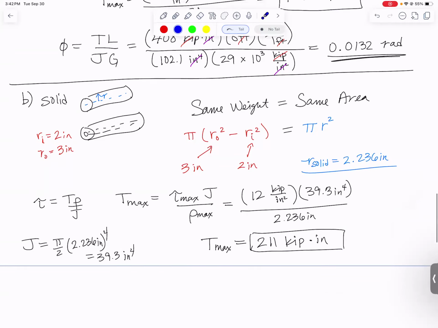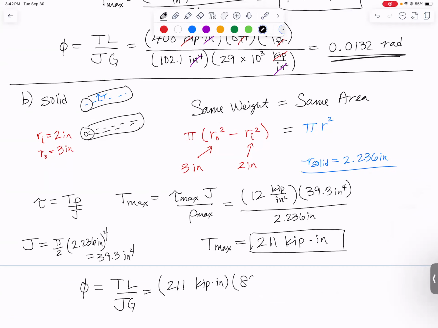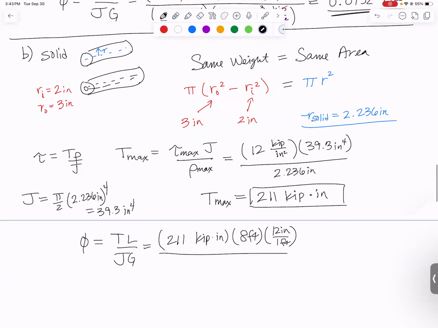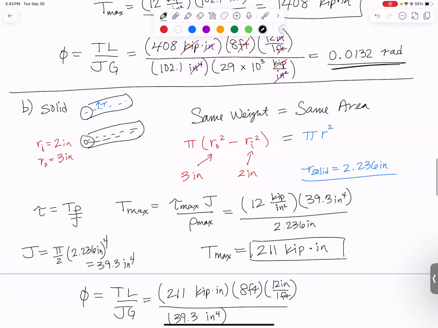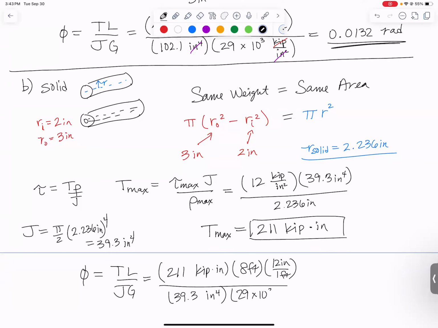Let's also look what happens to phi. Our angle of twist is TL over JG. Our new torque is 211 kip inches. Our length is still 8 feet, which we still need to convert into inches. J is smaller now, 39.3 inches to the 4th, but G is the same. That's our 29 times 10 to the 3rd kips per square inch. Those units will cancel out just like they did before. We end up with 0.0178 radians. I don't know if you find that interesting or not.